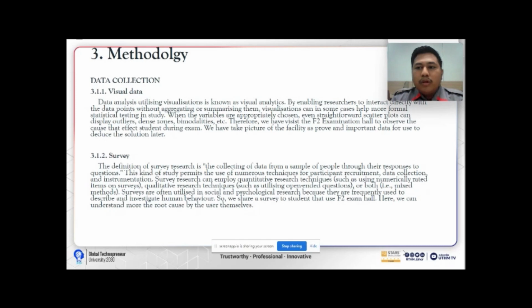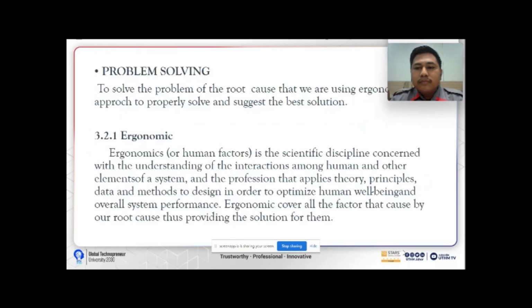So, we are asking their opinion about the real condition, the problem, so we can accurately address the root cause of the problem when taking exams at the F2 exam hall. Then, after we have acquired all the data and done the analysis, we can solve the problem with ergonomic theory. So here, for the problem solving, we are using ergonomics.